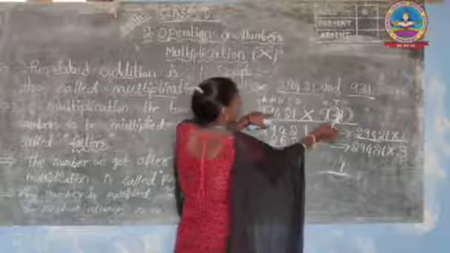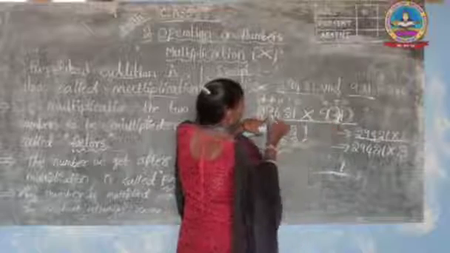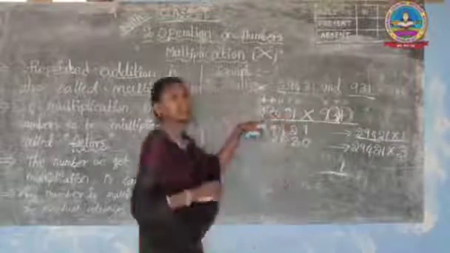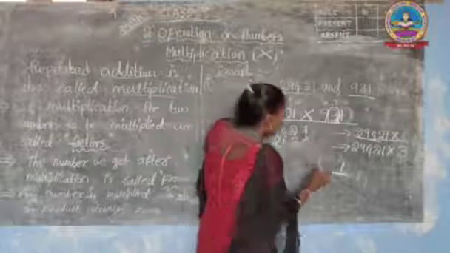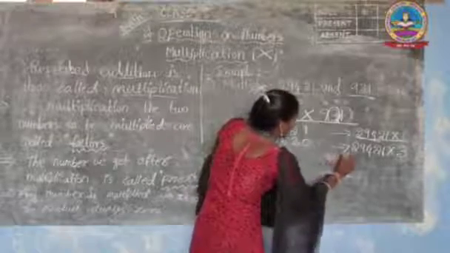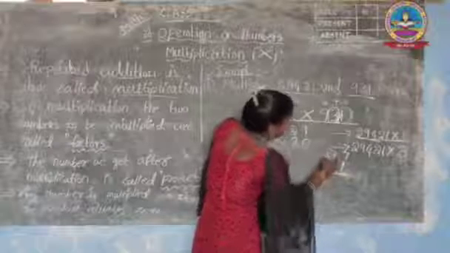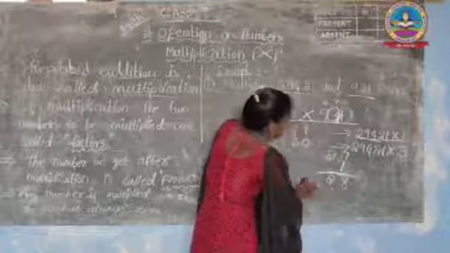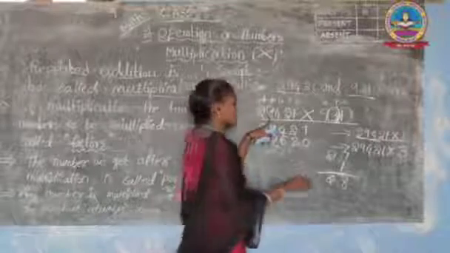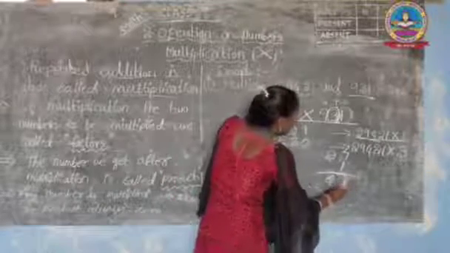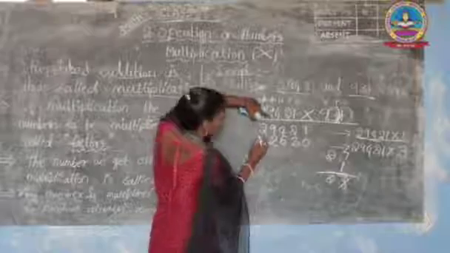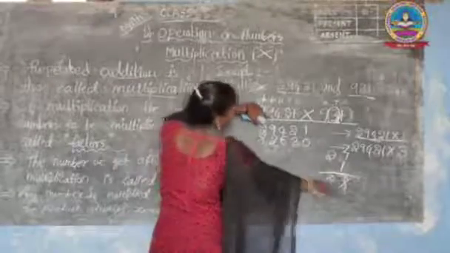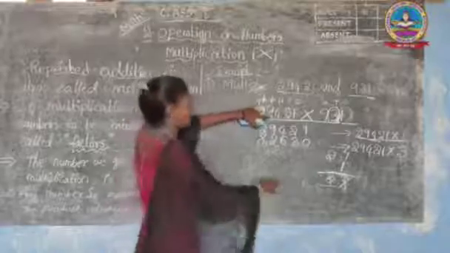Now let's multiply 9 by 3. 3 nines are 27. So now we will add 27 to the 1. So 27 plus 1 is 28. In the same way, we will write the 8 below the 2. There is 2 left.